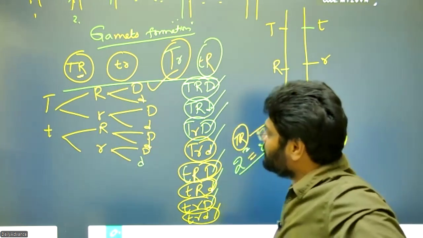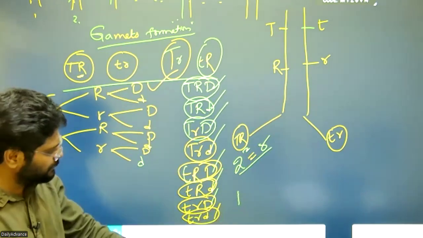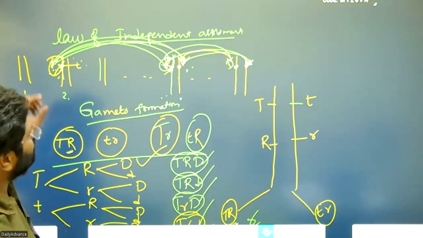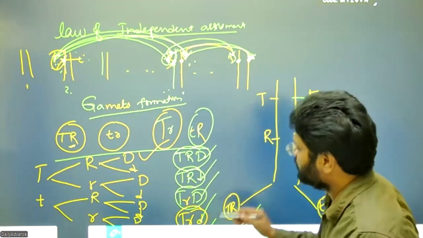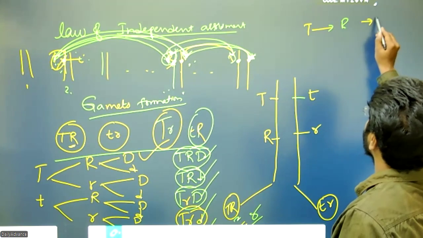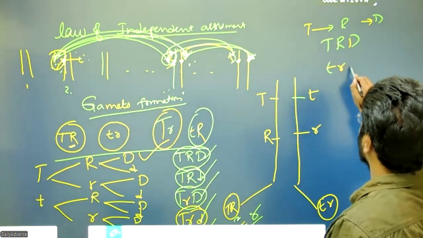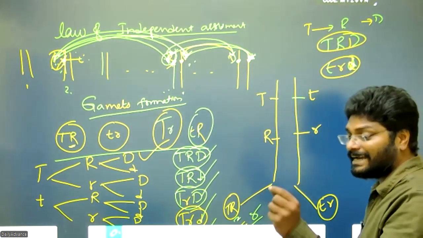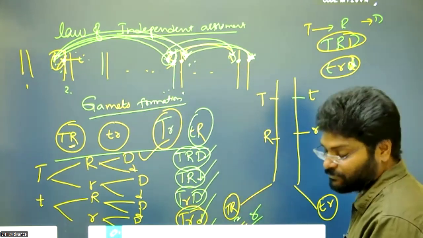So if there is no independent assortment, then what would happen? If capital T must pair with capital R, must pair with capital D, then how many genotypes are possible? TRD is 1, small r is 1. Understand? If it is random gametes formation, or it is fixed gametes formation.